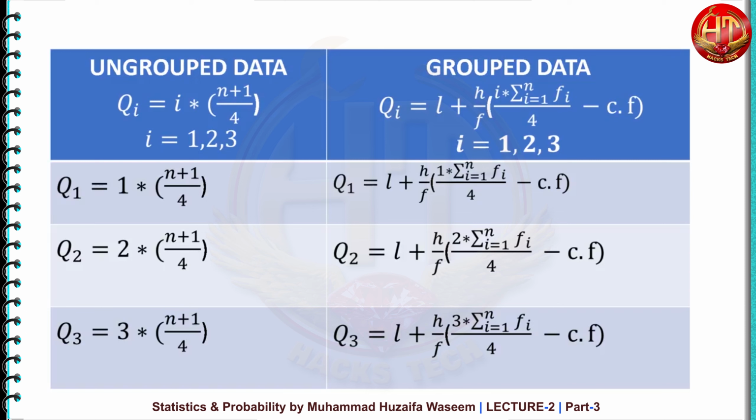Okay. For grouped data, you have a formula where i is equal to 1, 2 and 3. It means you have to put i equal to 1 for first quartile, i equal to 2 for second quartile, and i equal to 3 for third quartile, where L is the lower class boundary for the first, second or third quartile, h is the width of the class boundary, f is the frequency of the quartile, and C is the cumulative frequency of the preceding class of the quartile.